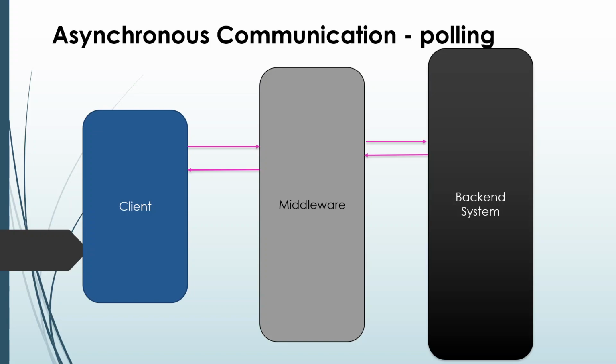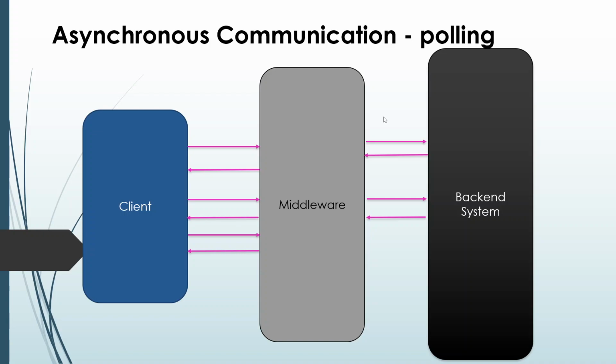Whenever the client wants to know the updates of the job that it has submitted, it has to make a periodical call to the middleware to get the status of the job. Whenever it gets the request from the client, the middleware has to make a call to the backend system, and the backend system responds with the data to the middleware, and the middleware responds with the data to the client. So these calls will continue to happen repeatedly like this.